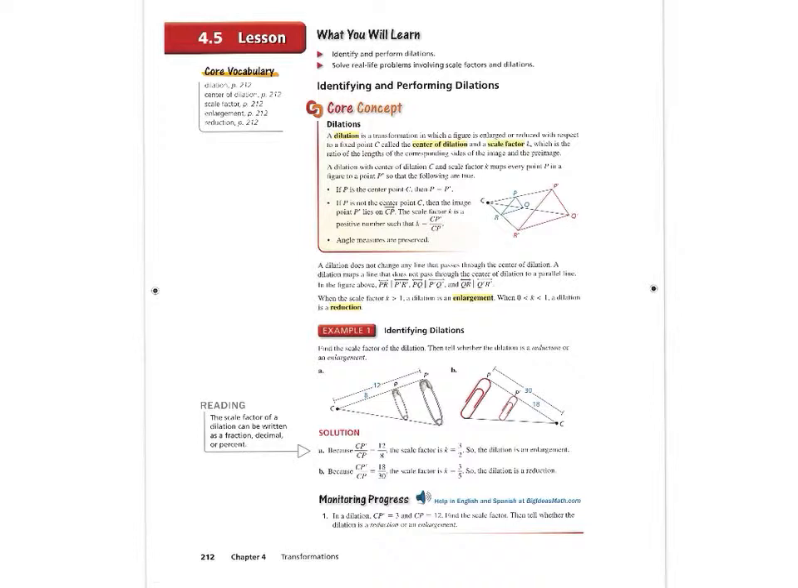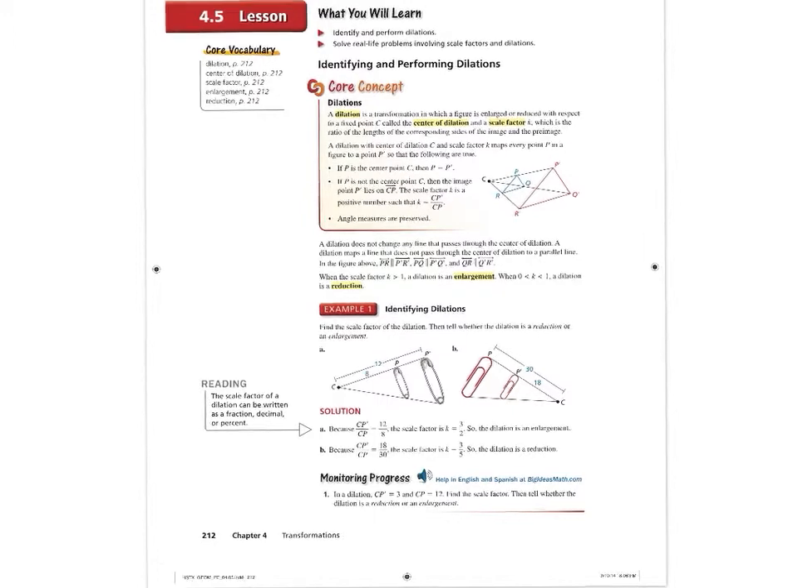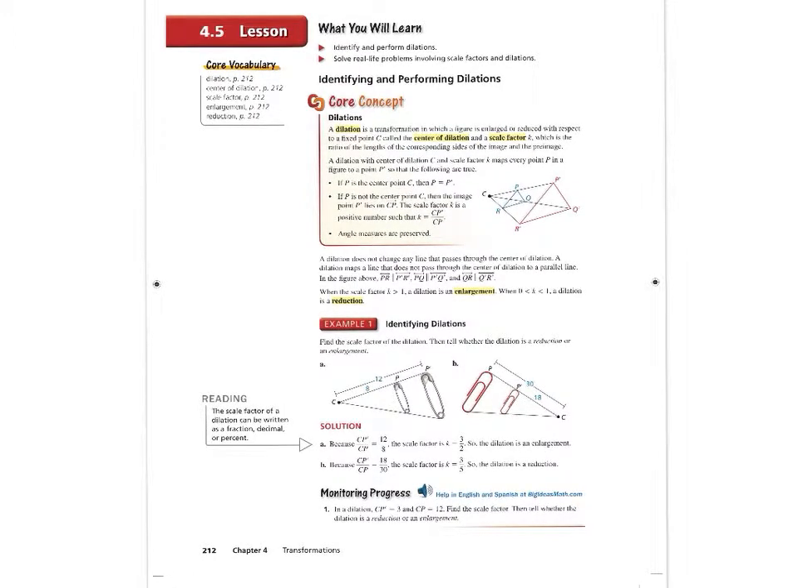So let's move on to page 212, where we see specific information about identifying and performing dilations, and then solving real-life problems involving scale factors and dilations. Some big ideas in this section are the core concept in this box, and some highlighted words. A dilation is a transformation in which a figure is enlarged or reduced with respect to a fixed point C, called the center of dilation.